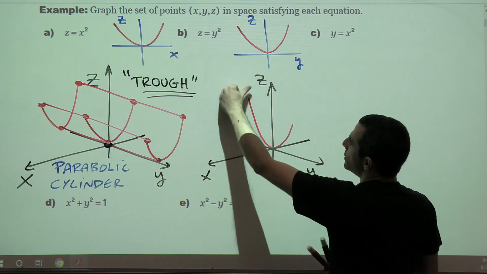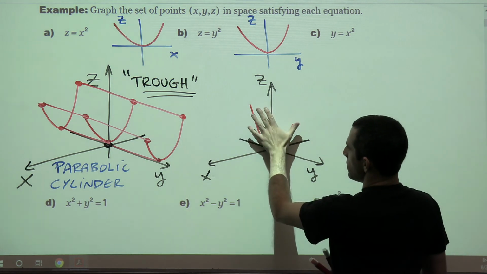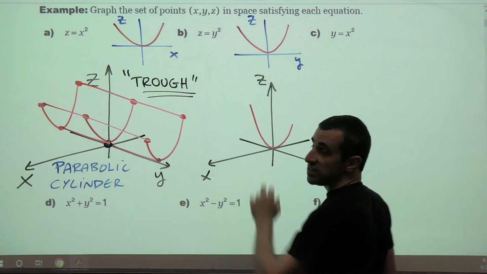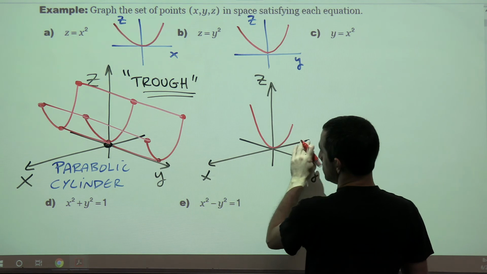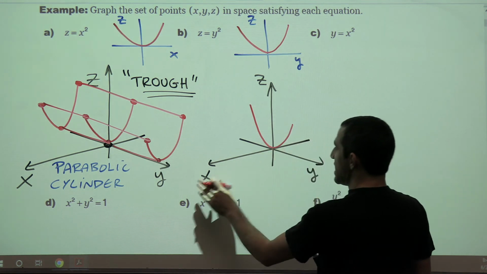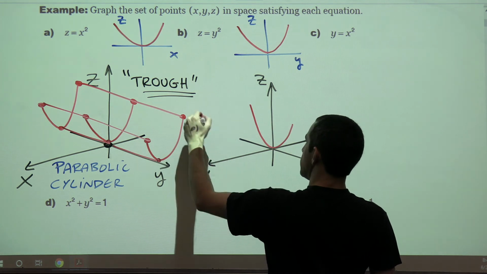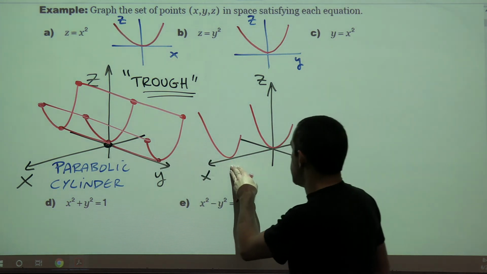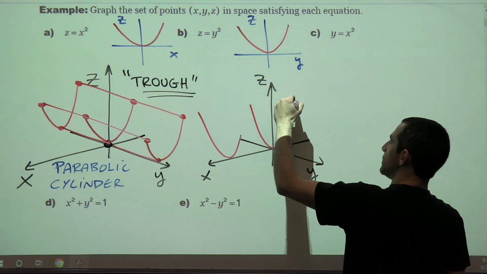And now what I'm going to do is I'm going to copy that parabola and drag it in the x direction, because that's the missing variable. So if I take this parabola here and I make a copy of it 1 unit away along the x direction from the yz plane, I'll get another parabola that looks like this. And if I make another copy of that parabola, but I put it in the back, in the negative x side, I'll get something that looks like this.